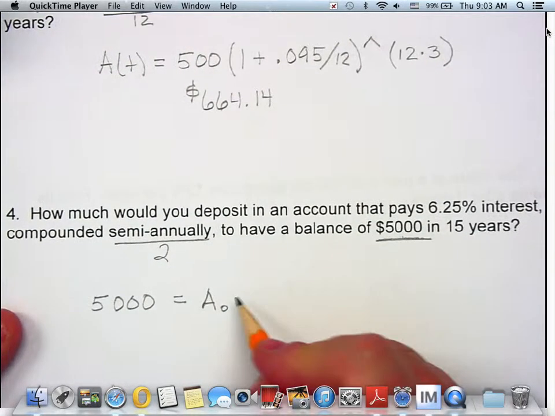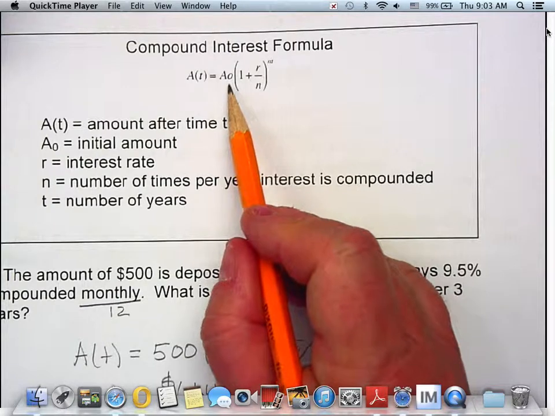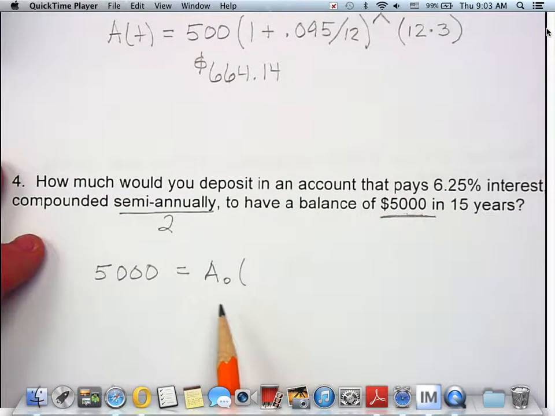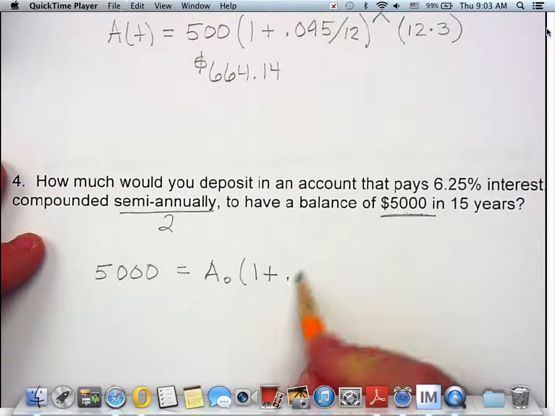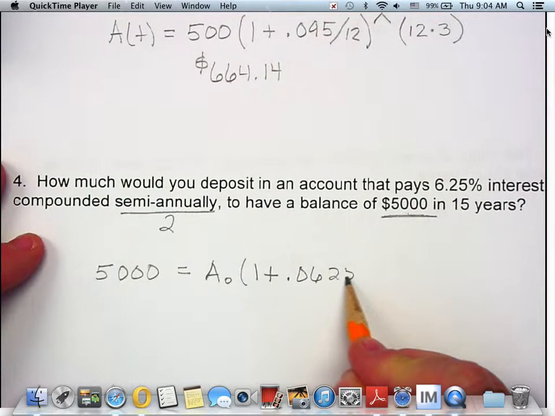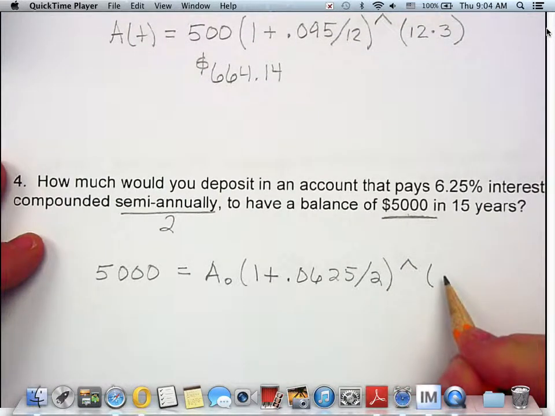Let's use A, because that's what's in the formula. It'd be 1 plus, because we're trying to figure out how much to put in initially, so we get 5,000 out. 1 plus 0.0625 divided by 2. Good, because it's twice a year. And then a little caret and 2 times what? 15.